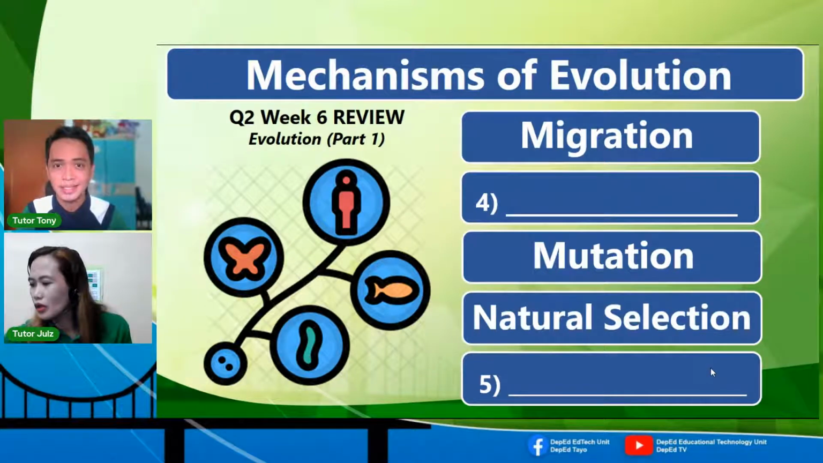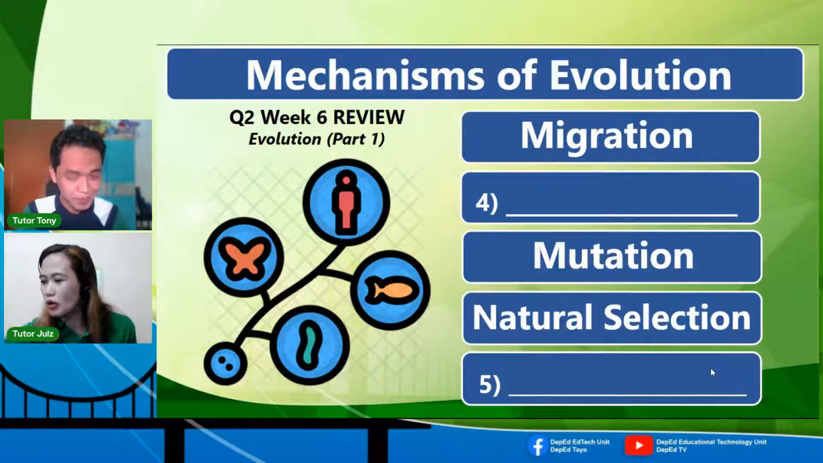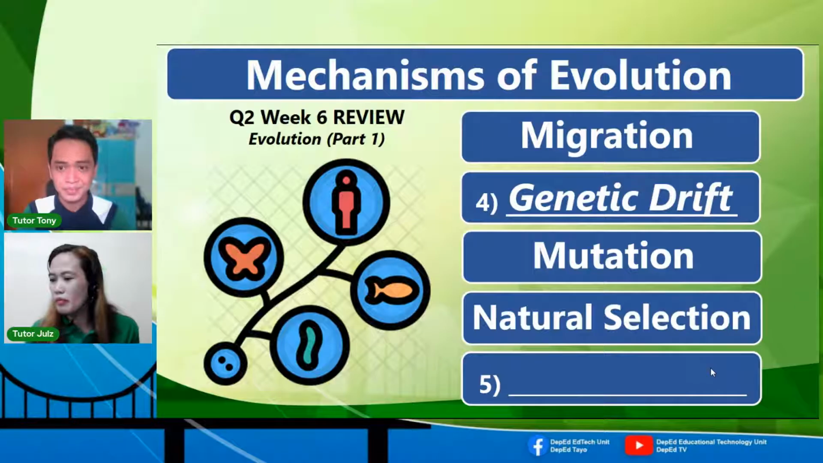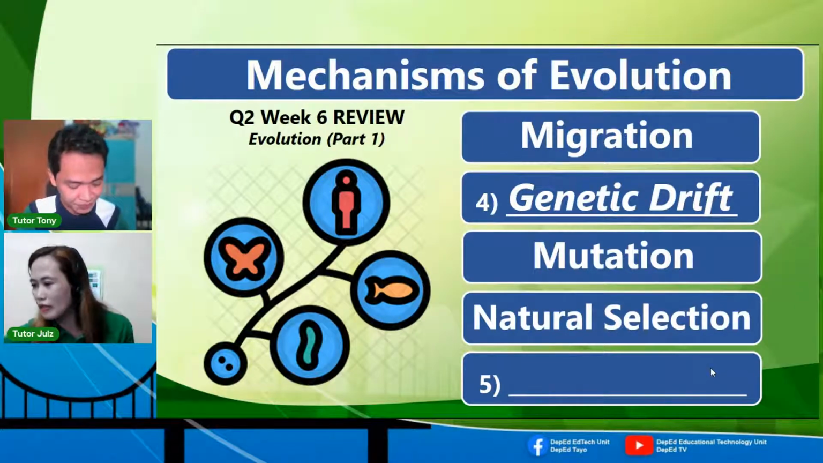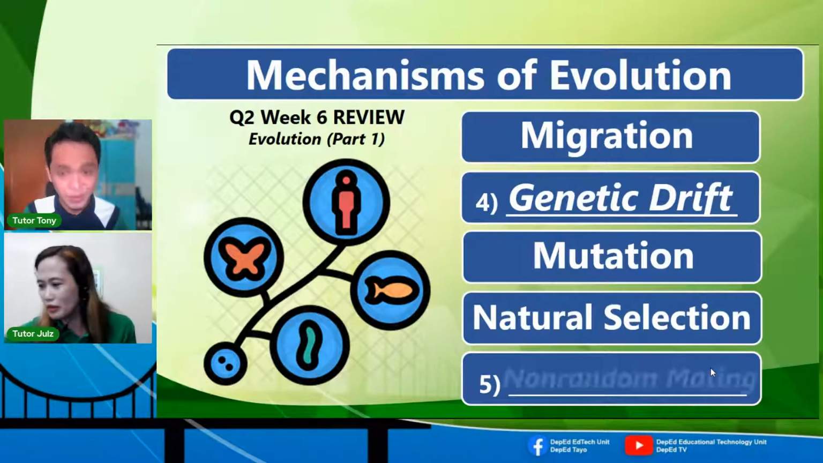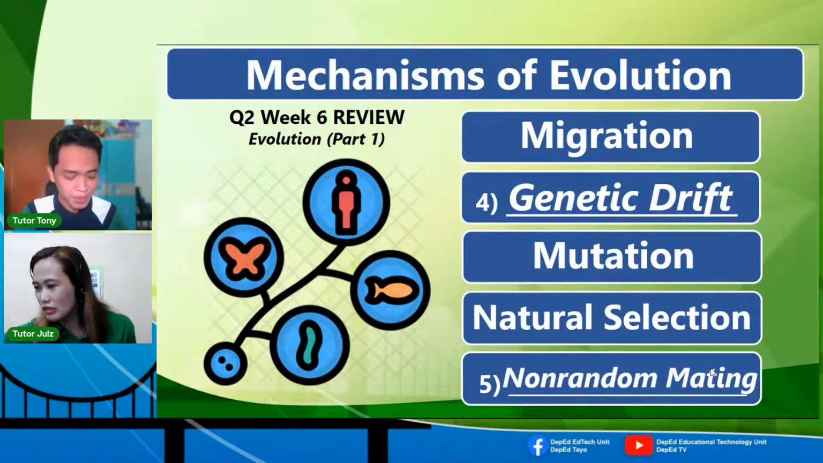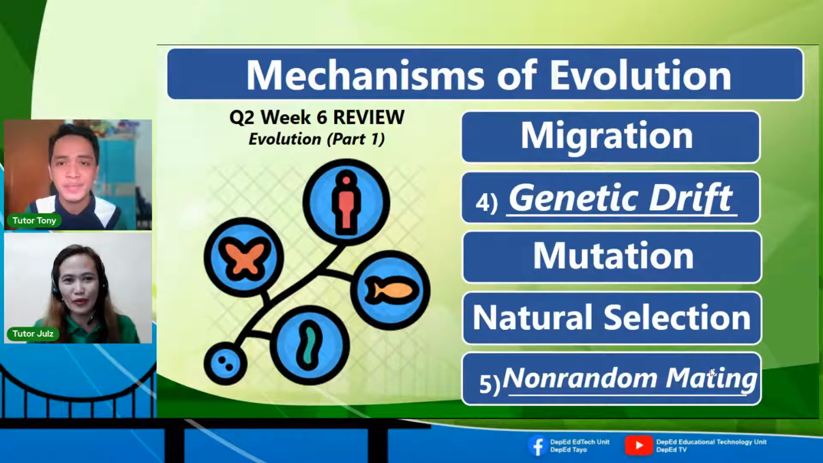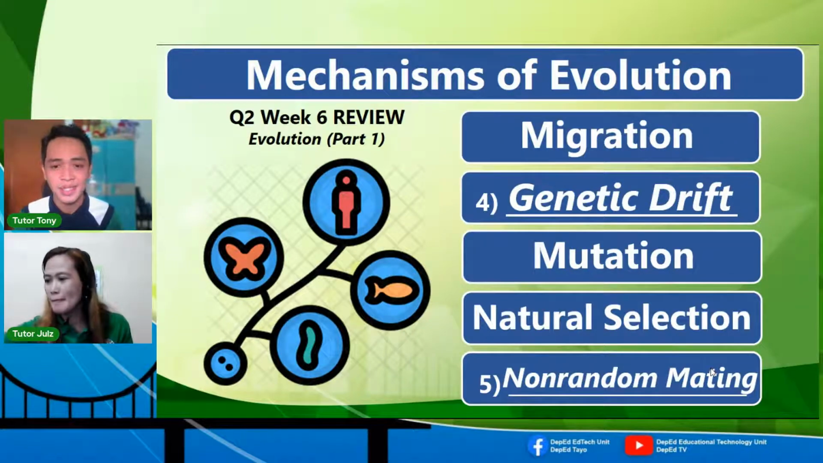Let's flash the answers. Alright, they're trying to remember. Okay, number 4 is genetic drift. Mary Grace Bejo answered genetic drift and non-random mating. Very good, you're correct. Genetic drift also from MahuSCI and Zern Colleen Fabregas. Again, very good. So the mechanisms of evolution are the following: migration, genetic drift, mutation, natural selection, and non-random mating.